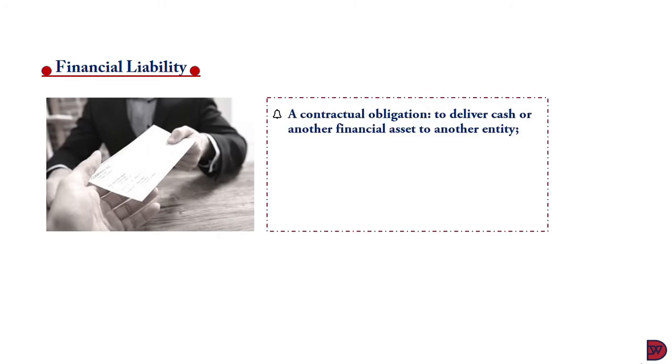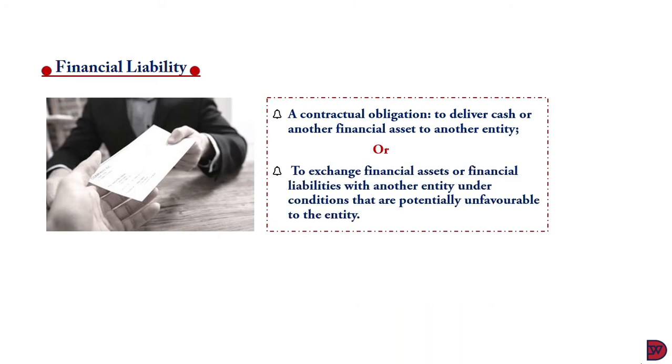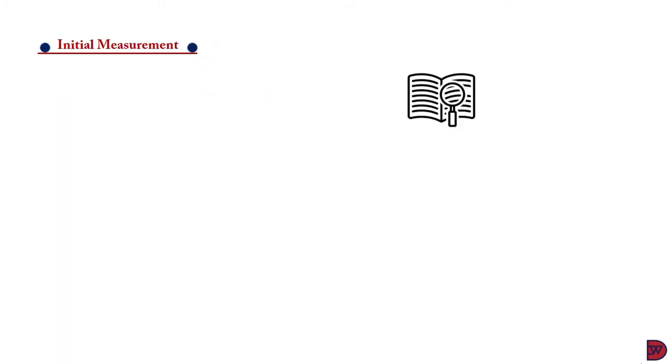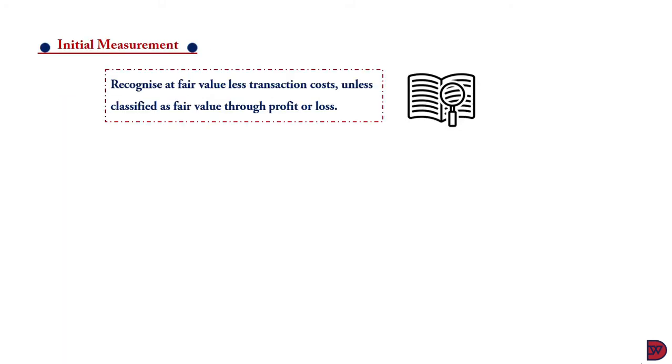Now that we are done with the financial assets, we move on to financial liabilities. This is a contractual obligation to deliver cash or another financial asset to another entity, or to exchange financial assets or financial liability with another entity under conditions that are potentially unfavorable to the entity. For financial liabilities, initial measurement will be to recognize at fair value less transaction cost, unless classified as fair value through profit or loss.